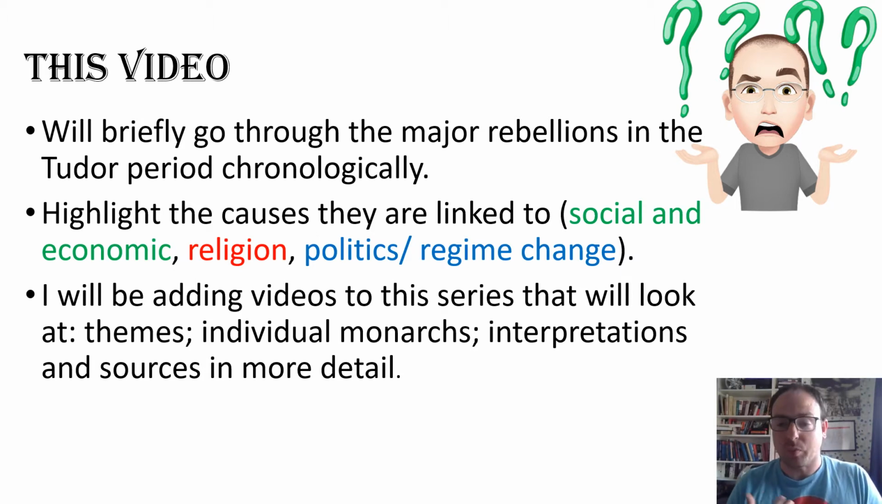Regime change is the extreme end of politics, where the rebels are actually trying to remove the monarch. Now, social and economic, a lot of that focuses around things like enclosure and obviously taxes, which are one of the causes of rebellion during this period, and general social and economic hardship. There's also mixed into this a bit of a clash between the classes, particularly seen during Kett's Rebellion.